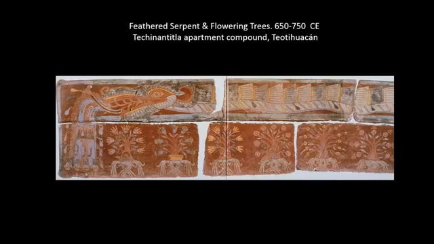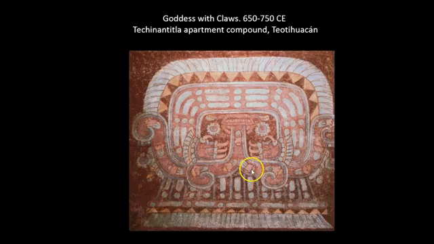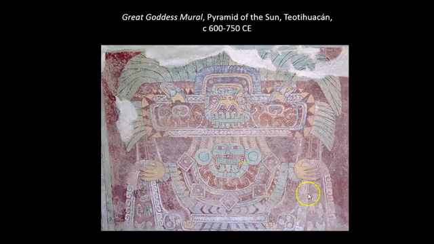Many such frescoes, here's another feathered serpent, often also depict a deity called a great goddess. One fresco here shows it with claws, with eyes and a mouth, but with a very kind of inhuman shape. And here she seems maybe a little bit more human.